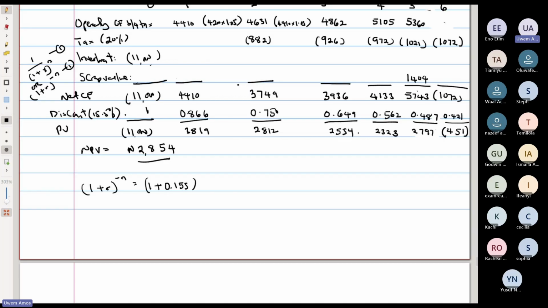So raised to the power of minus 1. So that's basically 1 plus 0.155 raised to the power of minus 1. And that is what gives us 0.865 something, so I round it up to 0.866 to keep it to 3 decimal places. So for year 2, it's minus 2. For year 3, minus 3. For year 4, minus 4. Is that clear?